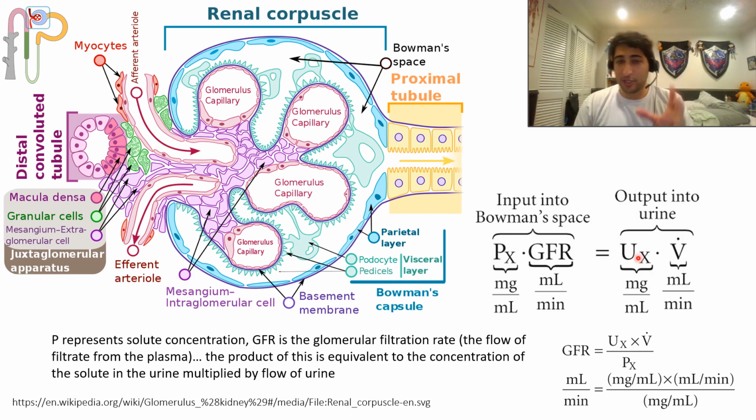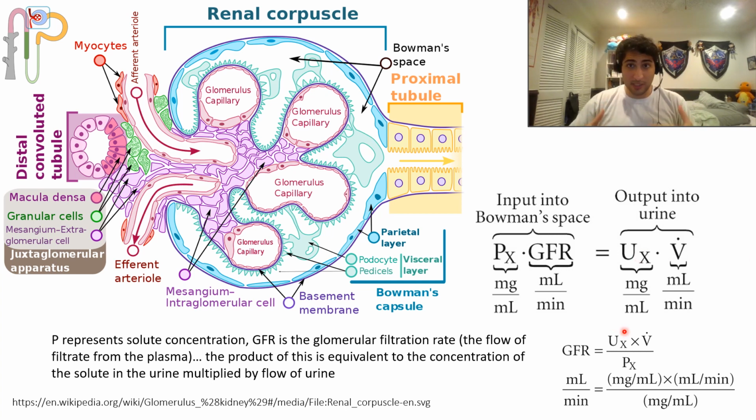And then your output is the flow of urine times the concentration of the substance in the urine. All right, so when you rearrange this mathematically, you get that the GFR is equal to the concentration of the substance in the urine times the flow of urine, divided by the plasma concentration. That's the output.